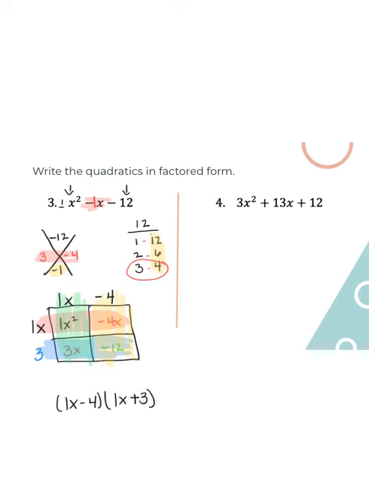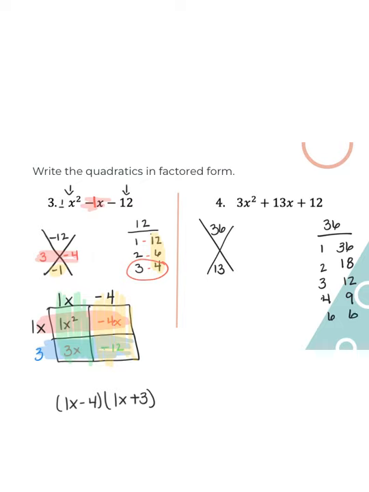Okay, let's start with this next one. Again, we're going to start with our a times our c. So I get 3 times 12, which is 36, and 13 on the bottom. Come over here, 36. I know 1 and 36, 2 and 18, 3 and 12, 4 and 9, 5 won't go in there, and then 6 and 6.